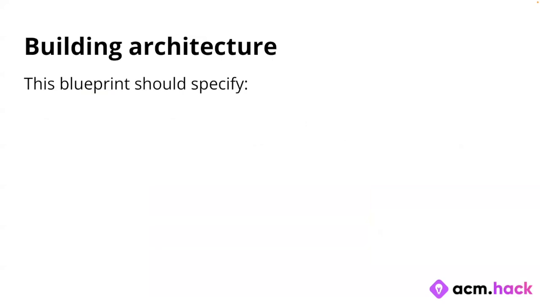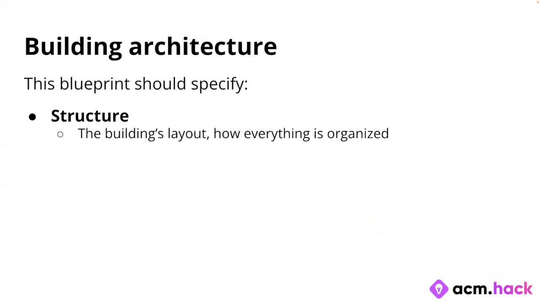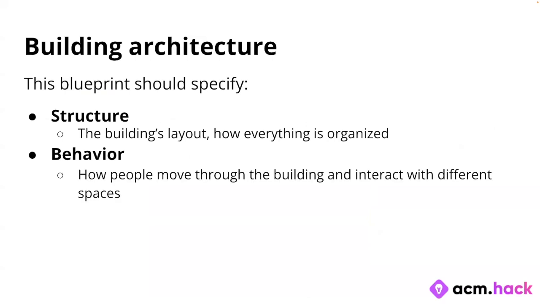It's not gonna work. So some things that this blueprint should specify include the structure, basically the building's layout, how everything is organized, like where is the kitchen, where is the hallway, where are the rooms, and also its behavior, more specifically how people would navigate through the entire building, and how they would interact with different pieces of this building. For example, how would you move from one space to another? If you want to go from the hallway to the room, you need to pass a door or something like that.